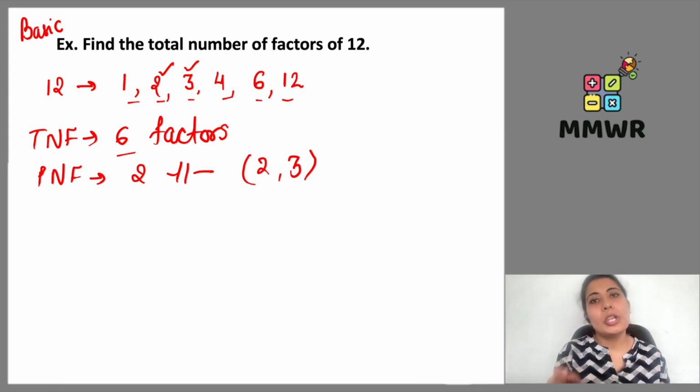Look, 6 factors are there, so it's an even number, right?